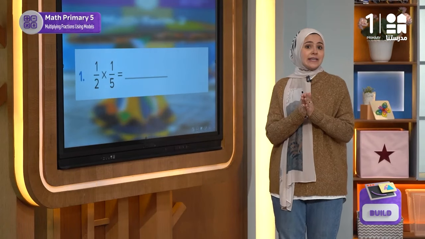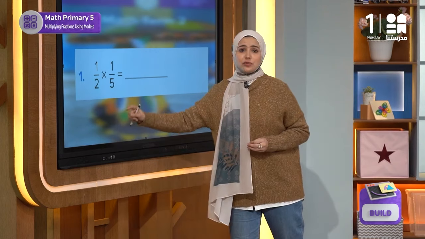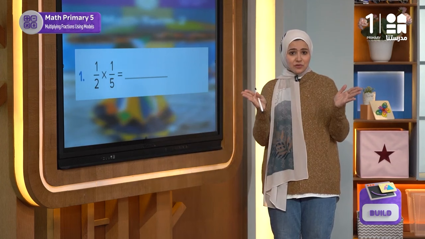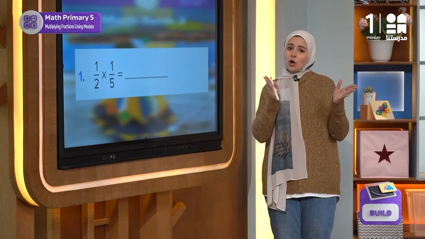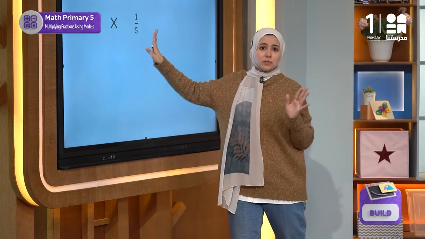Is problem 1 over here? Let's represent the multiplication of the fractions 1 over 2 and 1 over 5. Now, as we know, we will represent the fraction on the column and 1 on the rows. So, what are my two numbers? These are my two numbers.